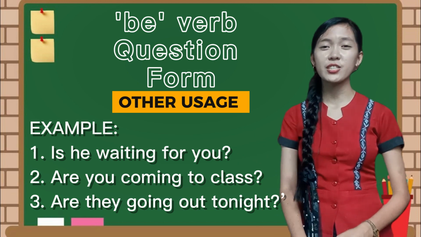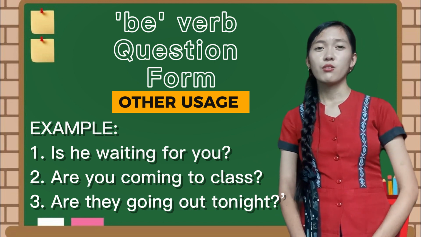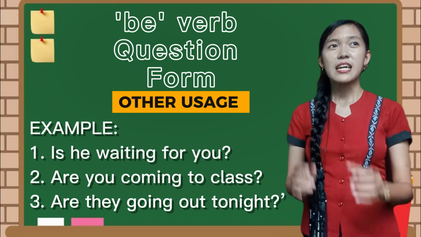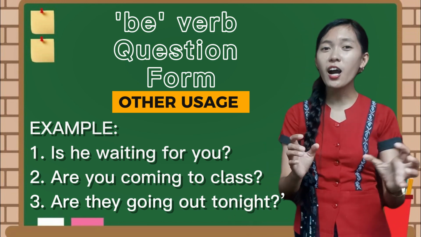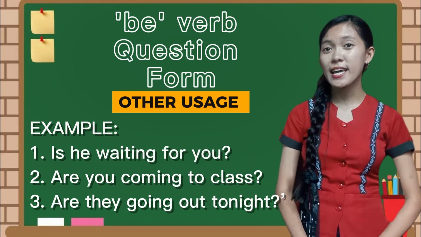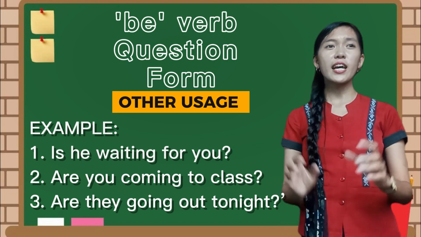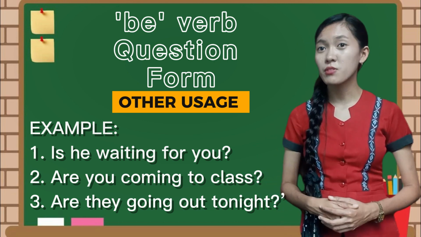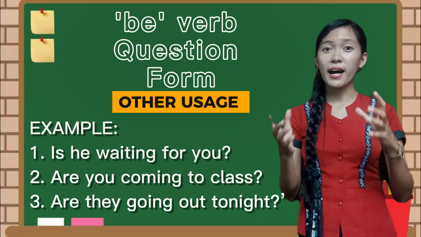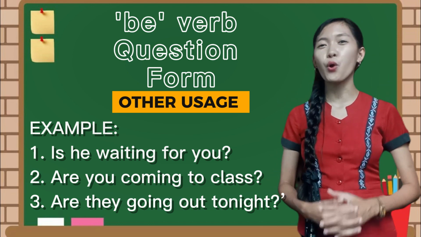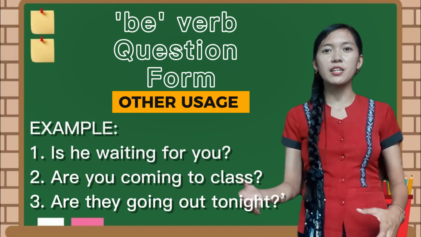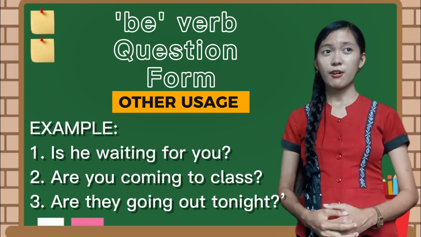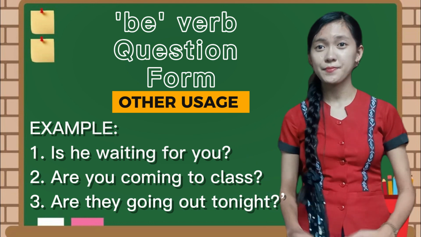The be verb changes depending on the subject. For example, is is used with he or she and are is used with they or we. You can answer with a yes or no response, okay? Followed by the appropriate form of the be verb and the present participle verb. You can answer yes, he is, or no, he isn't.